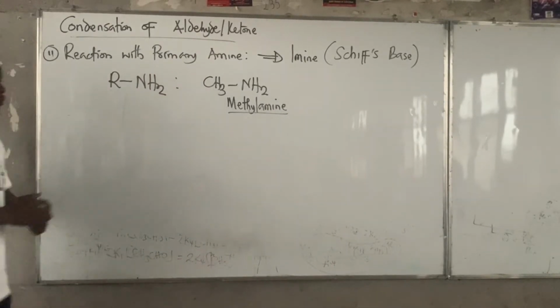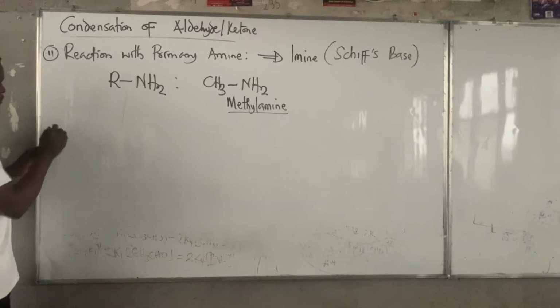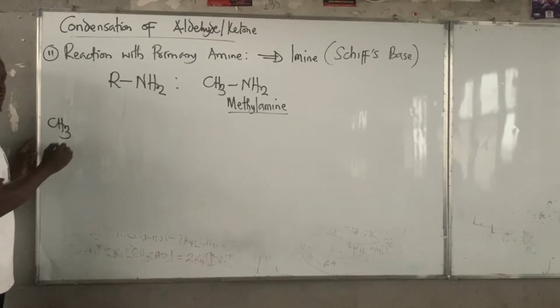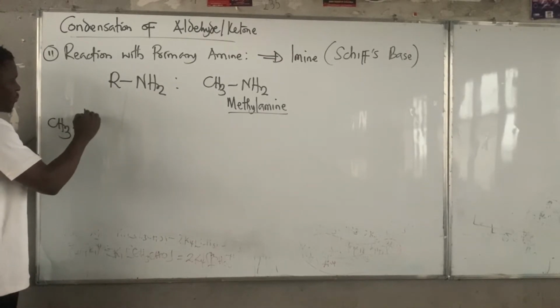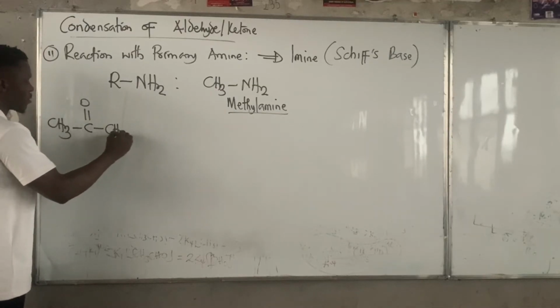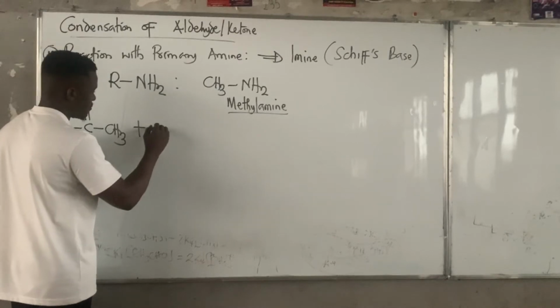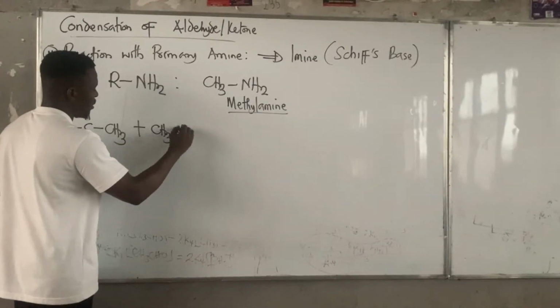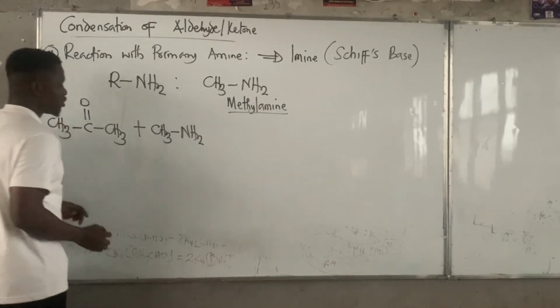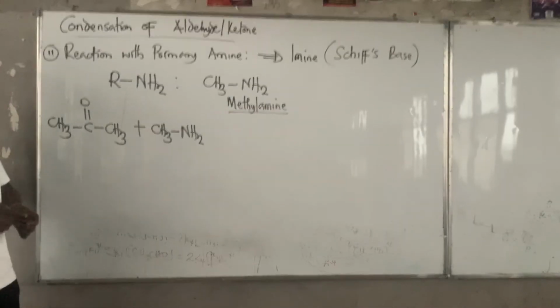All right, so let's look at an example. We have CH3, C double bonded to O, CH3 plus CH3 NH2. Class, look up.